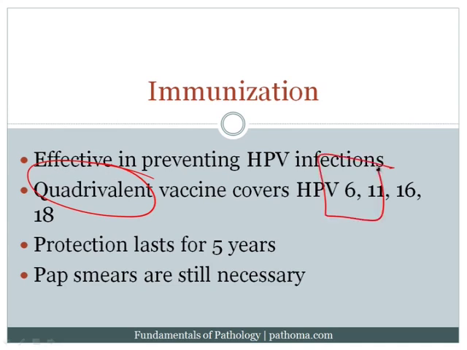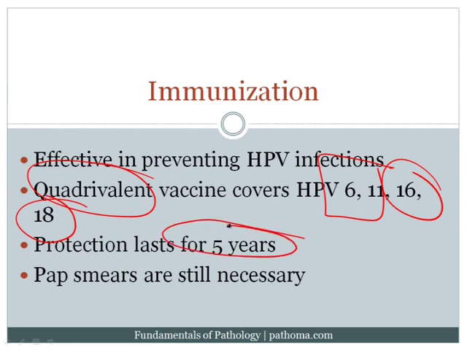6 and 11, they protect against the formation of condyloma. And 16 and 18 protect against the formation of CIN or VAIN or VIN, right? Dysplasia of the lower genital tract, especially CIN. Now 16 and 18 are high-risk subtypes, and they are the most common high-risk subtypes involved in that dysplastic carcinoma sequence.